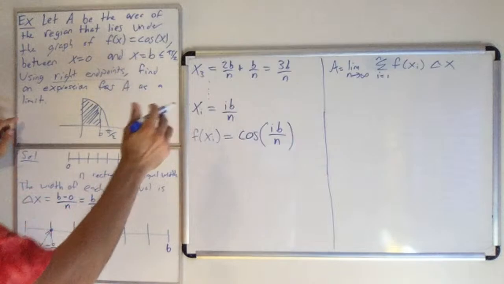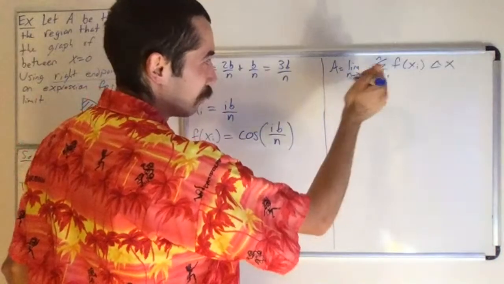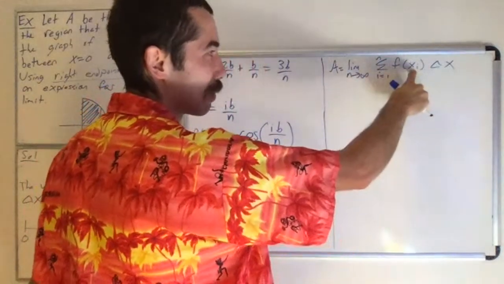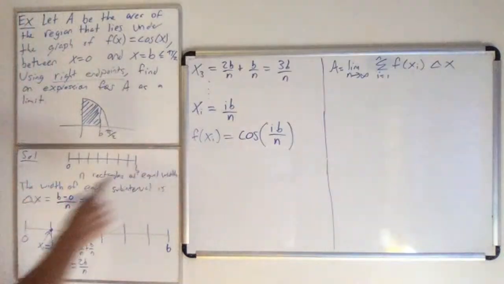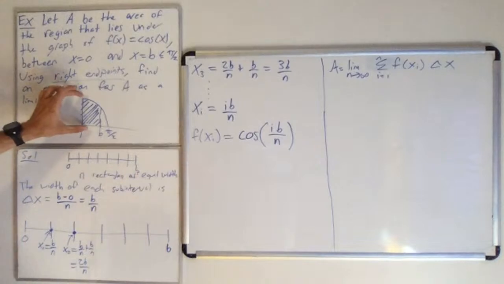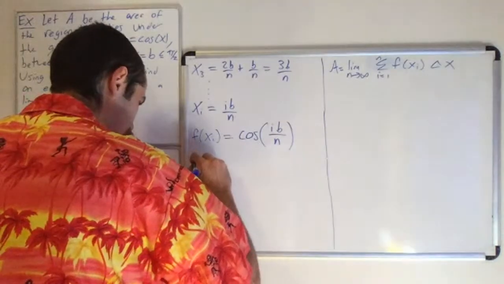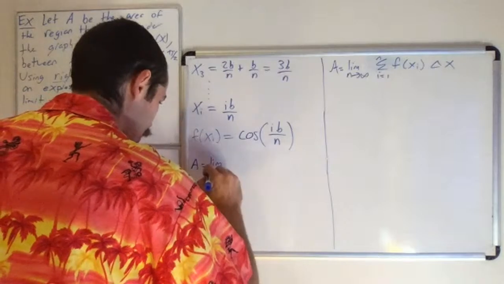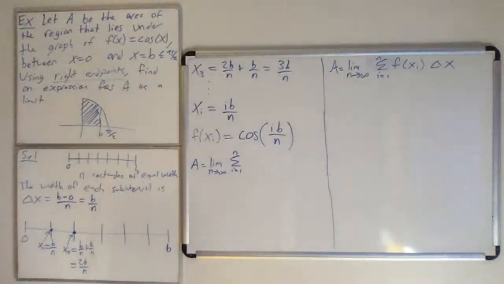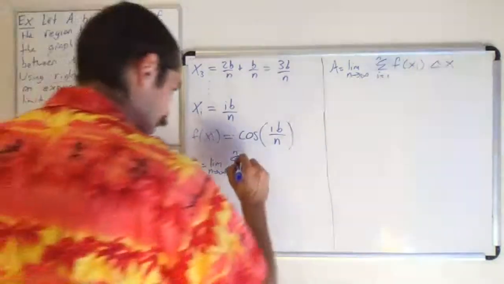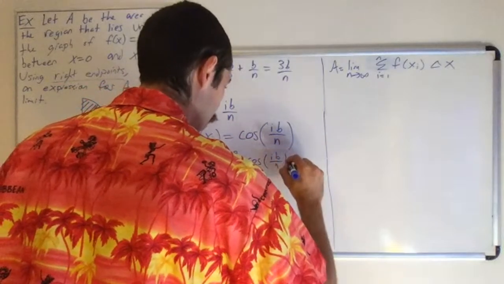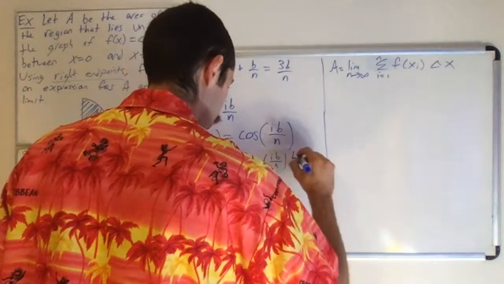So we have all the bits of information, right? This limit as n goes to infinity, that's always there. Sum from i equals 1 to n, that's always there. We just needed the function evaluated at x sub i and delta x. We have f of x sub i, we have delta x. We can put it all together now. So the area of this region is equal to the limit as n goes to infinity of the sum from i equals 1 to n of cosine of i b over n times delta x, which is b over n.